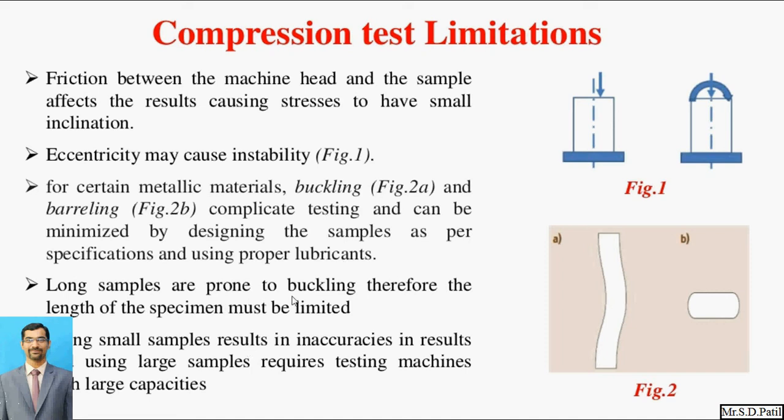So long samples are prone to buckling, therefore the length of the specimen must be limited. This is the long portion here, which has the tendency to get buckled, so we have to avoid long specimens. And again, small samples result in inaccuracy, while large samples require testing machines with a large capacity. If the capacity is larger and the component is very small, again it will produce an inaccurate result. So these are the limitations of the compressive test.